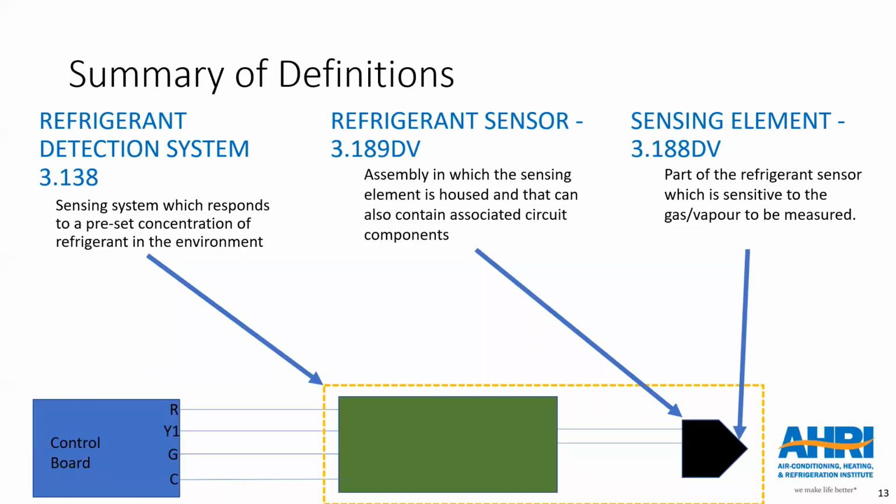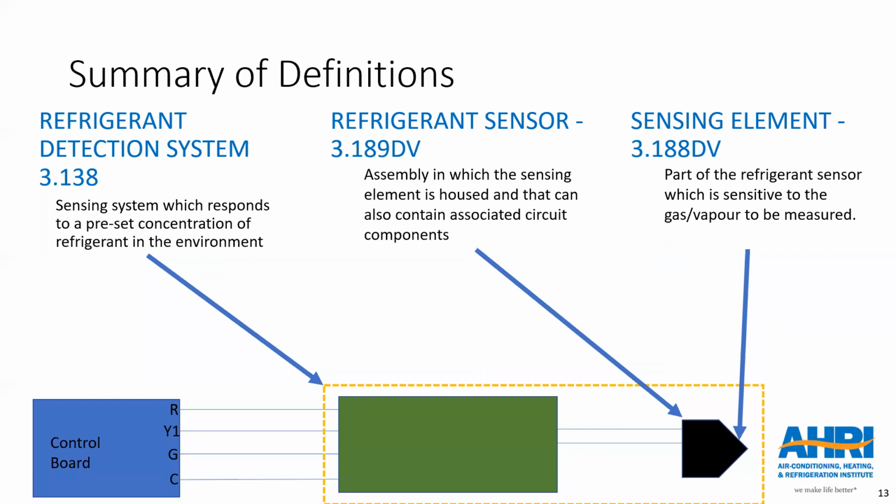It's worth noting that these requirements apply to the refrigerant detection system itself. There are other portions of the standard that still would apply. For example, creepage and clearance requirements and plastics requirements would still apply to sensors covered under Annex LL.